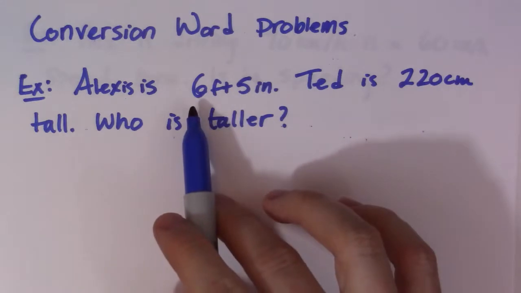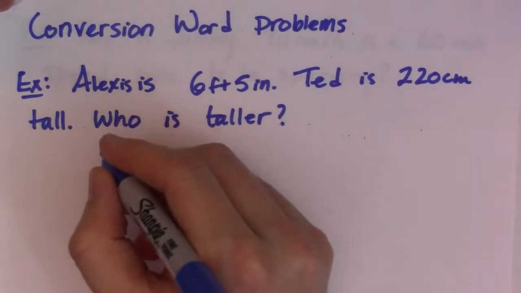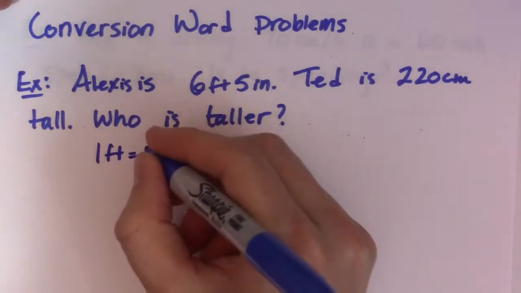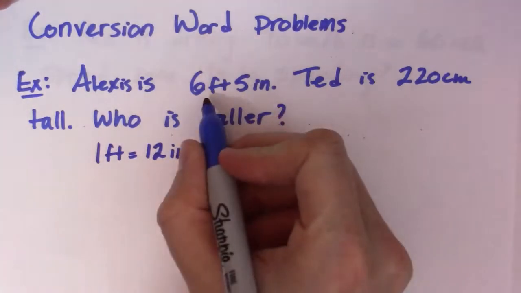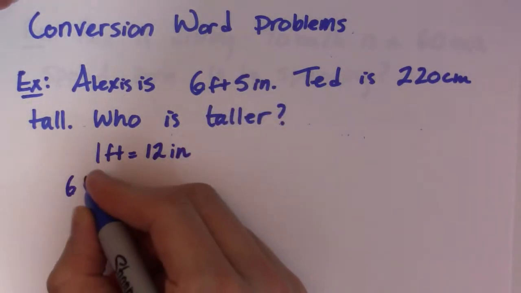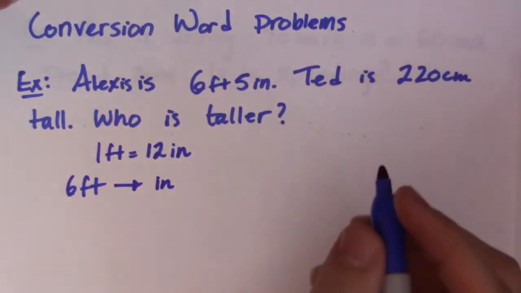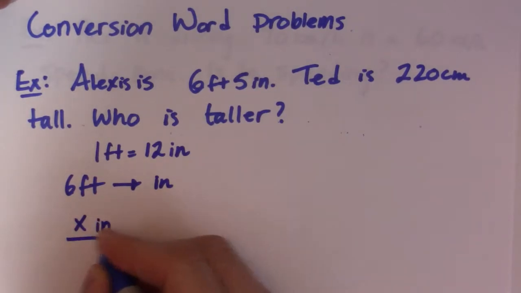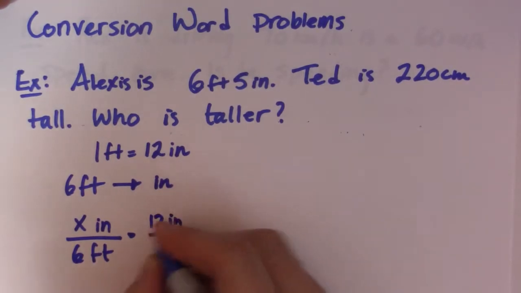So the first thing I'm going to do is change this 6 feet into inches. So I need to use the conversion, the fact that 1 foot is equal to 12 inches. So I want to change 6 feet into inches. The thing that I usually do for that is proportion. So I say x inches over the 6 feet that I already have, and then I'll use my conversion factor, so 12 inches over 1 foot.